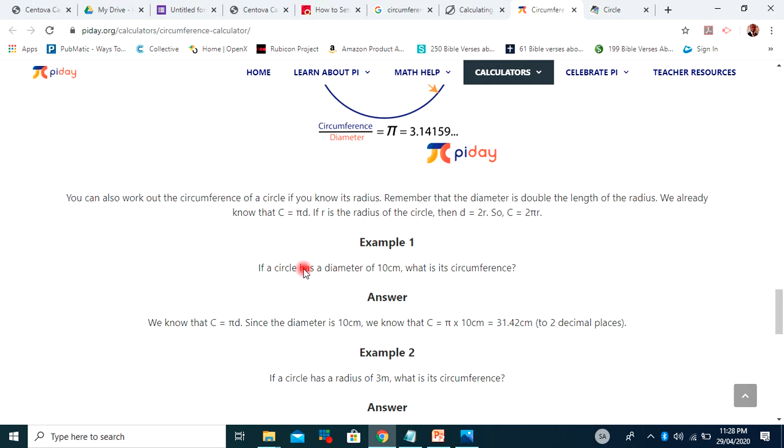Look at the following example 1. If a circle has a diameter of 10 centimeters, what is its circumference? The answer is we know that C equals pi d. Since the diameter is 10 centimeters, we know that C equals pi times 10 centimeters equals 31.42 centimeters to 2 decimal places.